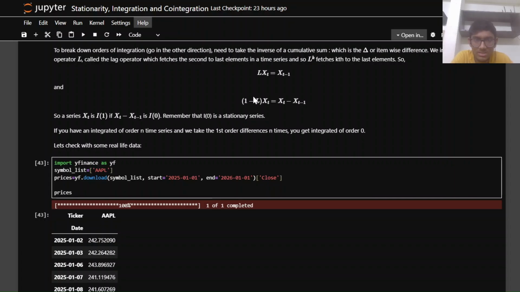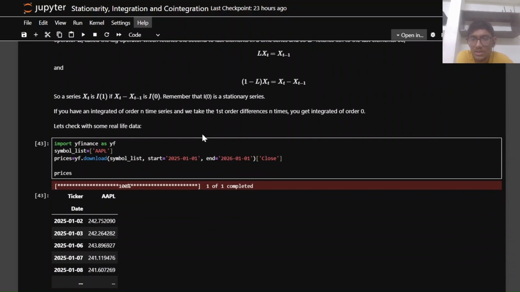And when somebody writes it mathematically, it would just be L x_t equals x_{t-1}. And so for finding the difference, you would just do (1 - L) times x_t, which would give us x_t minus x_{t-1}. And so if a series x_t is I1, then when you apply this operation (1 - L) times x_t, you would get I0. And by definition, I0 is a stationary series, right? And let's say you have an integrated of order n time series, we would have to take the first order differences n times to get back your I0 time series.